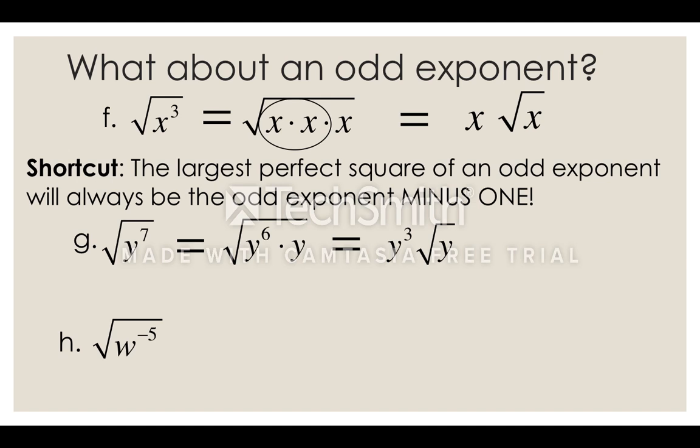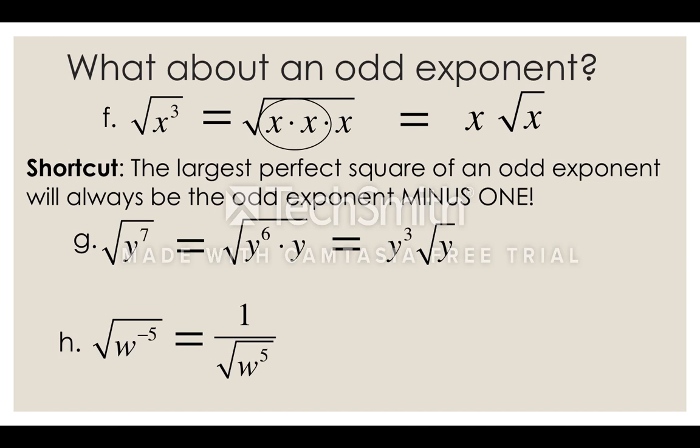Let's do another one. This time we have a negative exponent. So we need to write the inverse of that. So we need to write it as a fraction. So we have 1 divided by the square root of w to the 5th. So remember that if you have a negative exponent, you're going to write the inverse. You're going to write it as a fraction and make that exponent positive. And now we can finish this one similar to the last example we just did.